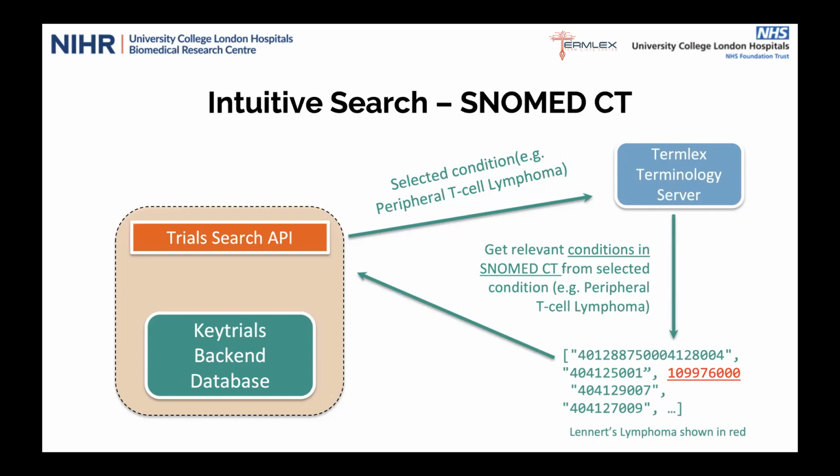That API then uses those codes, so SNOMED CT concepts, to say, now give me all the trials that are tagged or annotated with this concept. And then boom, they get shown to the user. By the way, all of that was happening on the fly, under a second. So it all works, no problem.